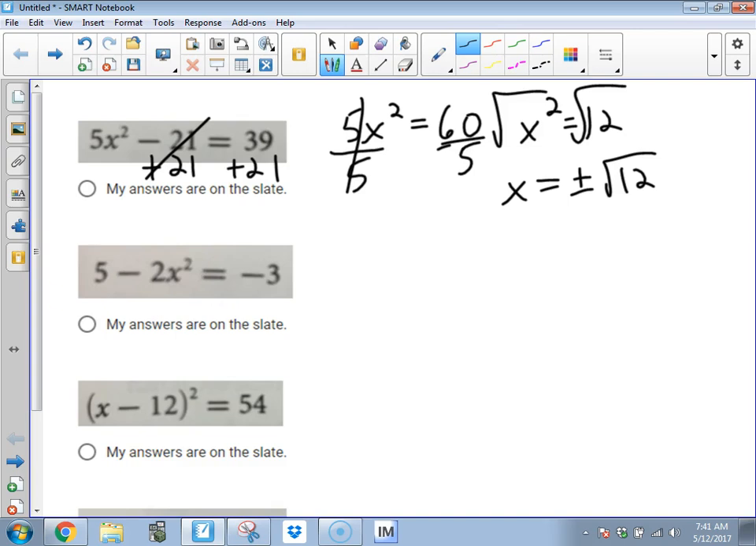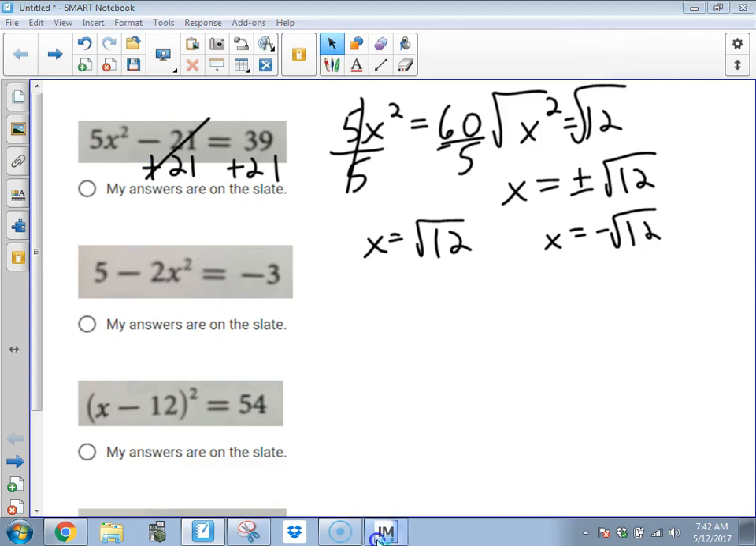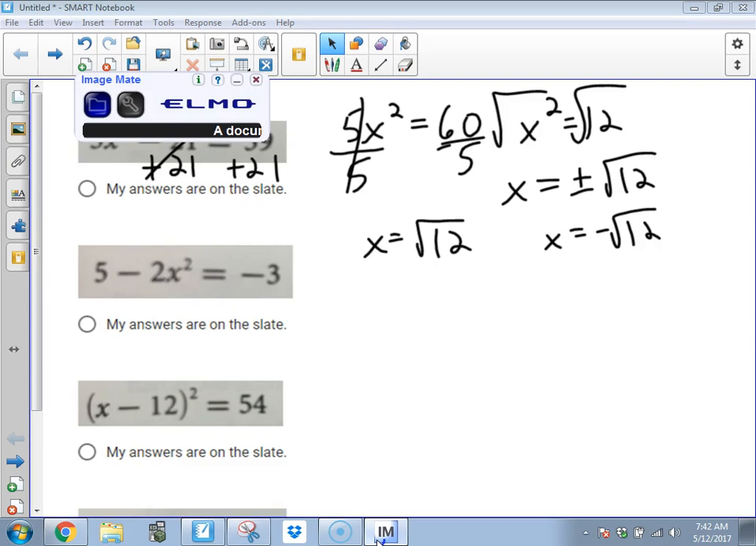So then you write down x equals square root 12, and then x equals negative square root 12. These are the exact answers. Okay. Then you go to your scientific calculator and you plug in the square roots. Many of you, I think, may not remember how to plug in square roots, so I want to go through that with you real quick.